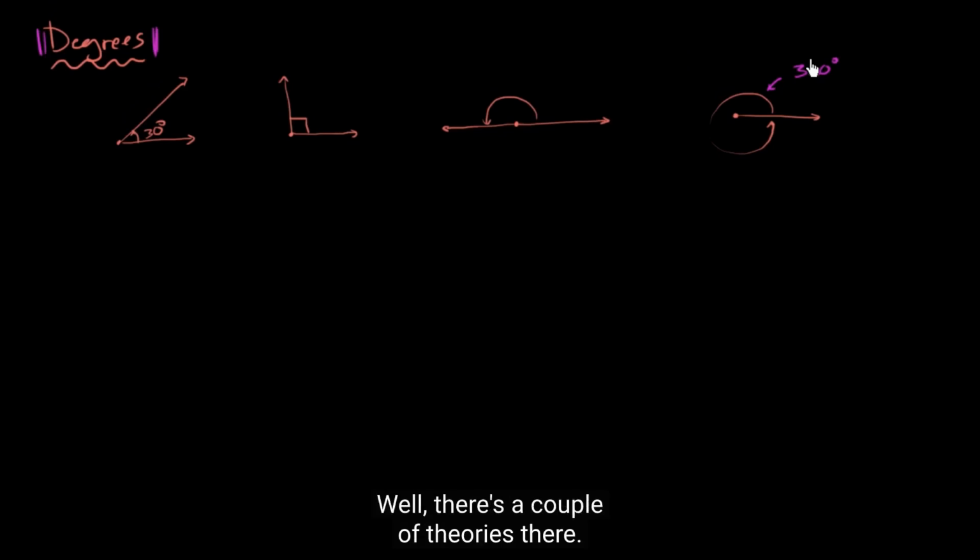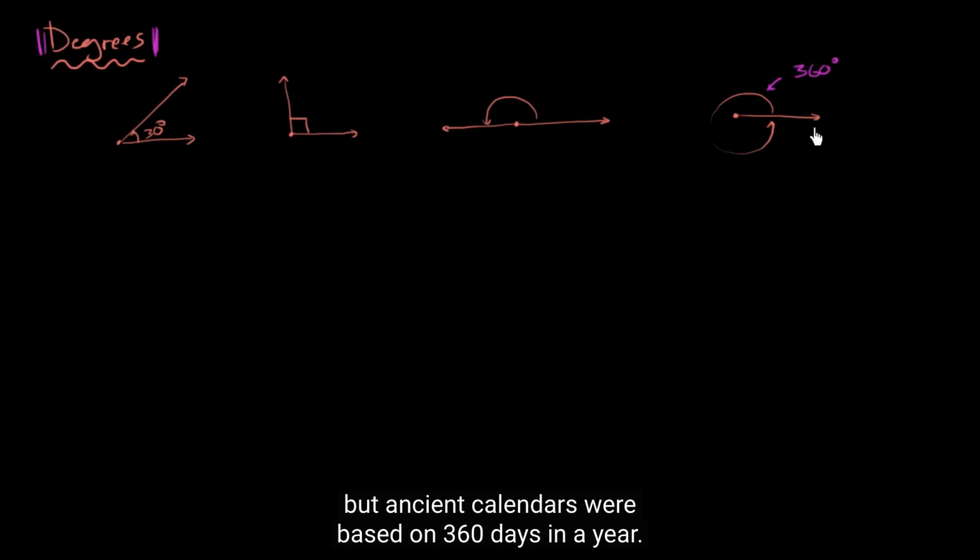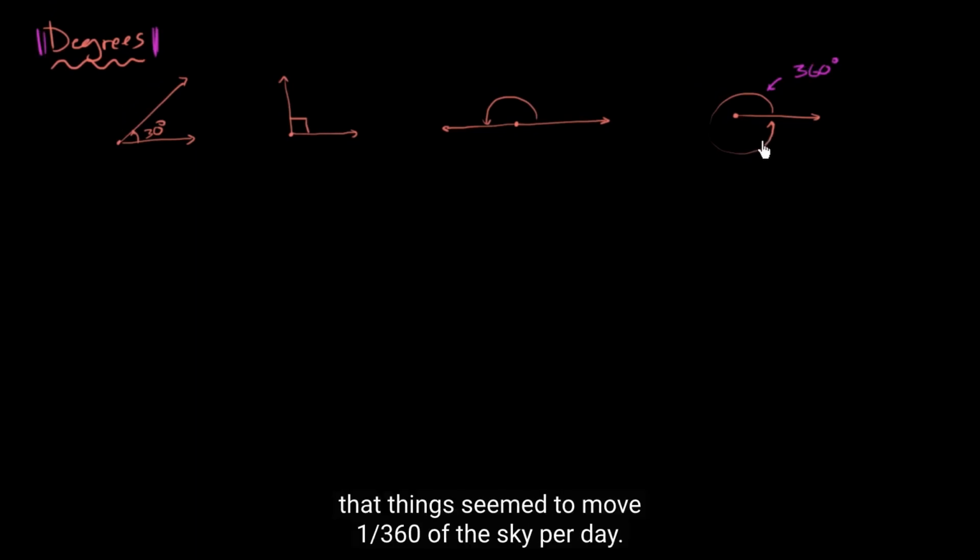Well, there's a couple of theories there. One is ancient calendars, and even our calendar is close to this, but ancient calendars were based on 360 days in a year. Some ancient astronomers observed that things seemed to move 1/360th of the sky per day.